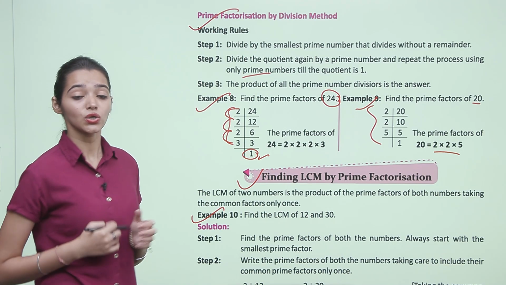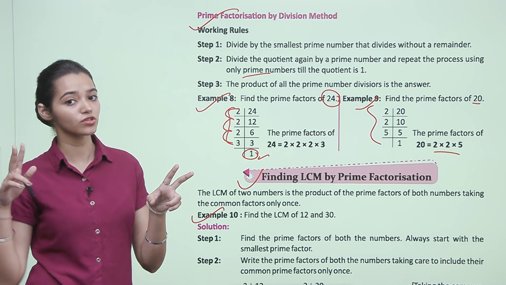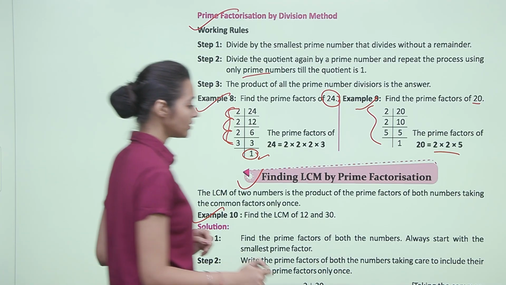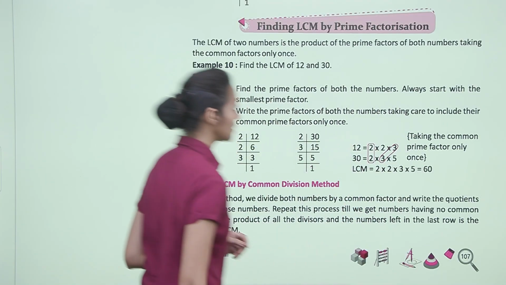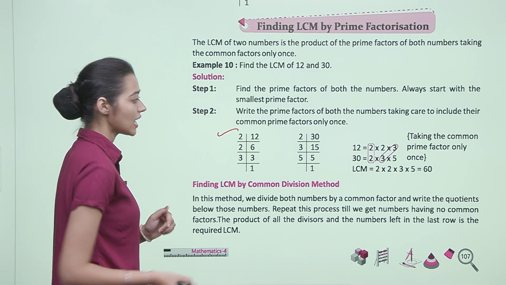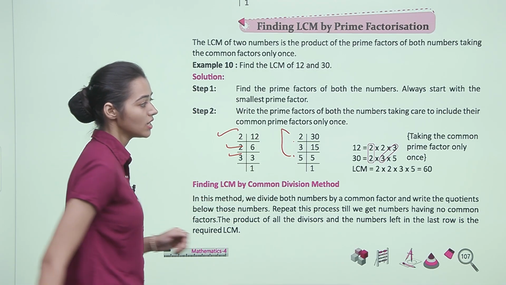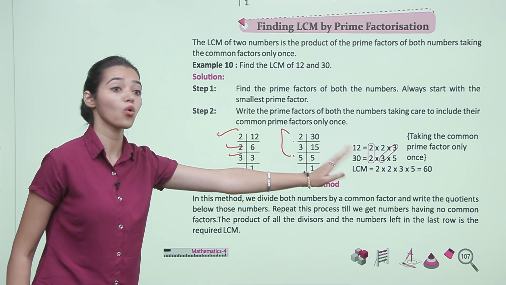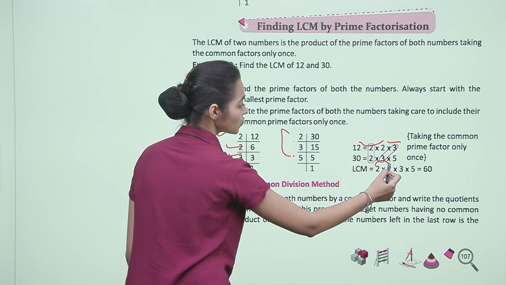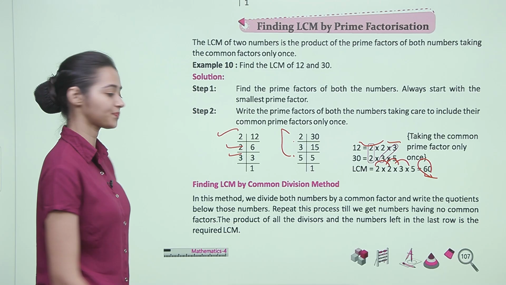Now the solution is, firstly we will find the prime factors of 12 and the prime factors of 30, and we will always start with the smallest prime number, that is in this case 2. After that again 2 and then 3. In this case it is 2, 3 and 5. Now we will take the common factors only once, that is 2 and 3. So 2 into 2 into 3 into 5, that is 60, is our LCM.